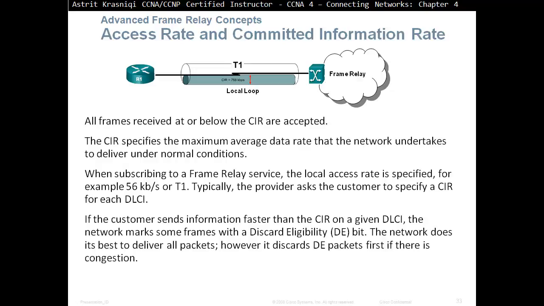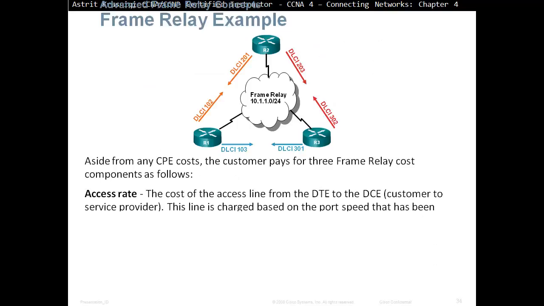If the customer sends information faster than the committed information rate on a given DLCI, the network marks some of the frames with the discard eligibility, or DE, bit. The network does its best to deliver all packets. However, it discards the DE packets first if there is congestion.